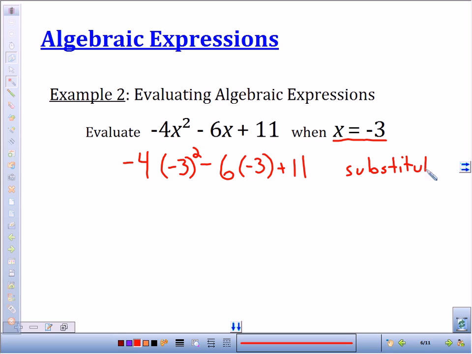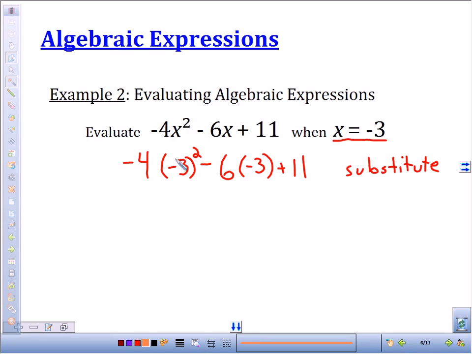in an evaluate problem. The next step will be to begin the order of operations, because now this is not an algebraic expression. It's a numerical expression because it's all numbers.